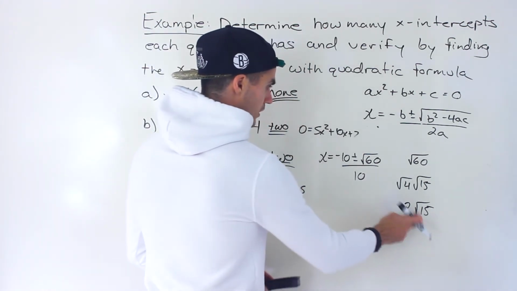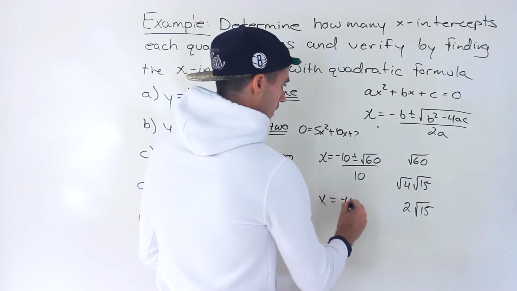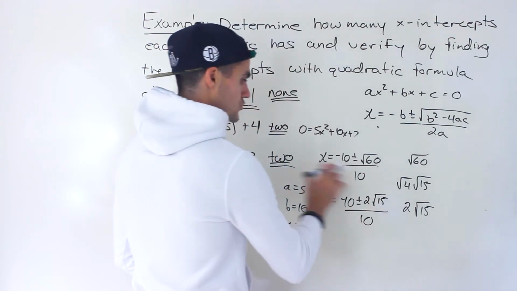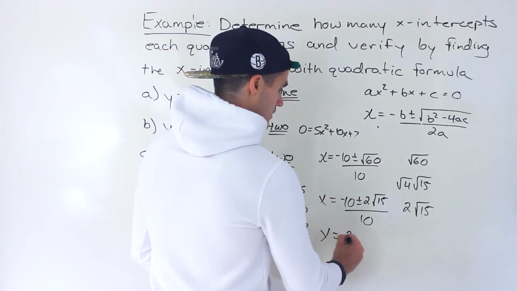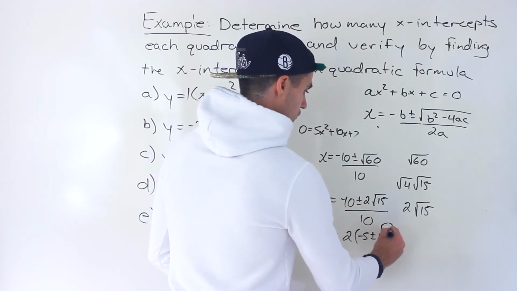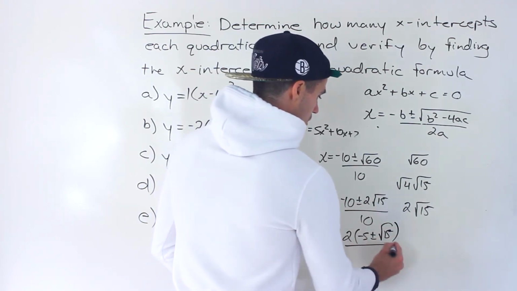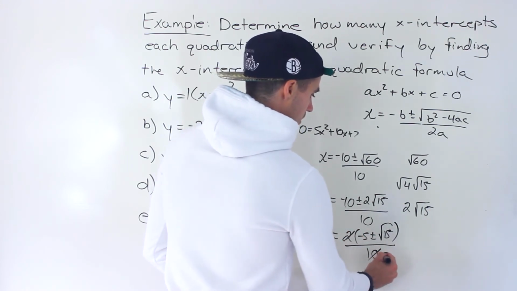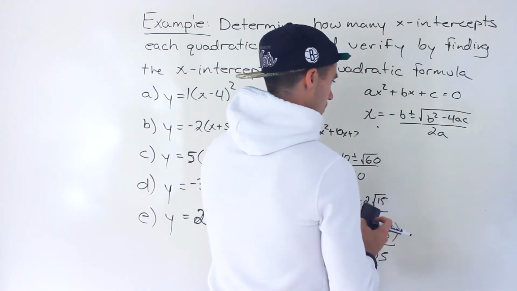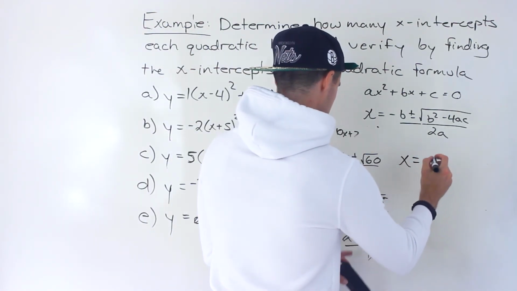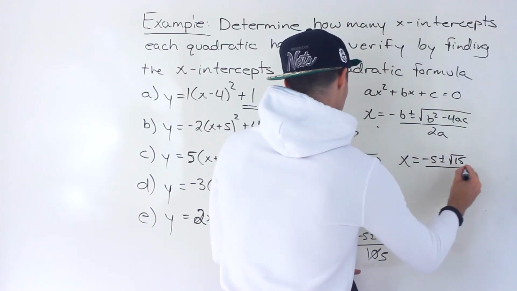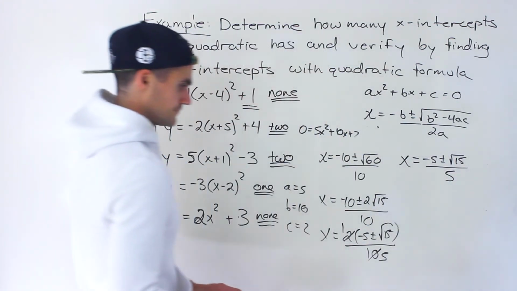So plugging this in here, negative 10 plus or minus 2 root 15, and then notice, what can we do? We could take out a 2 from both of these. So if we take out a 2, we'd be left with negative 5 plus or minus, this 2 came out, so we're just left with the root 15. There's like a 1 left in front. Over 10, 2 goes into 10 5 times, like 1 over 5. And so let's put the solutions together for now: negative 5 plus or minus root 15 over 5, like that.